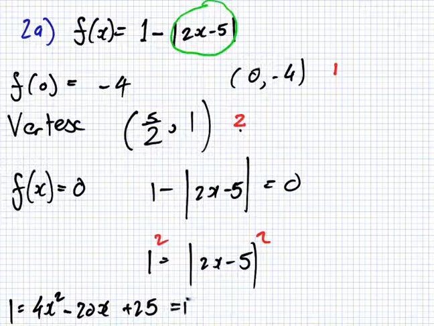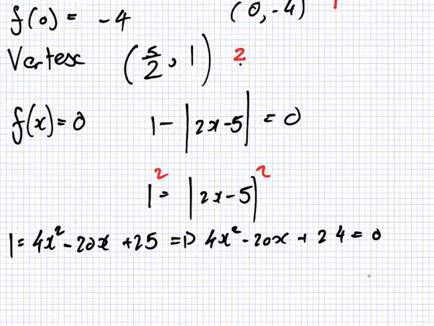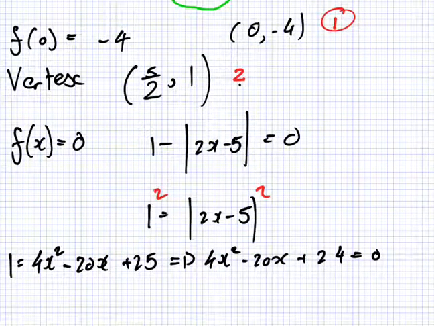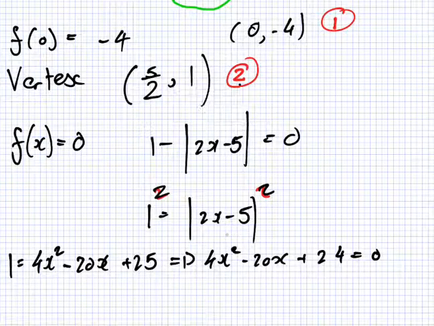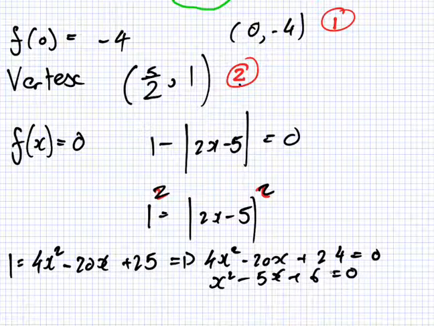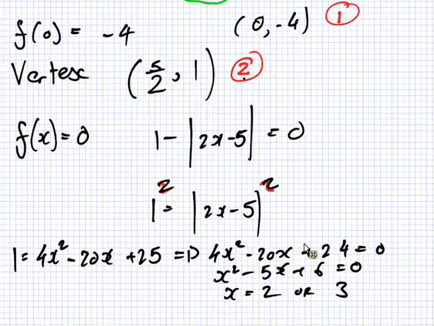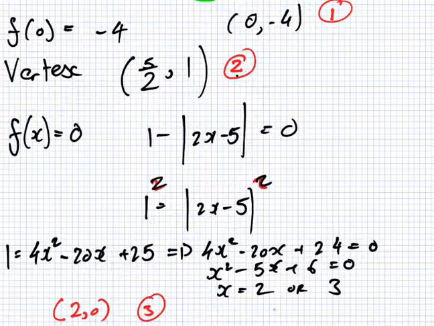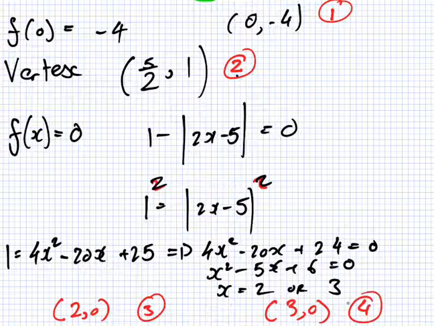So that means I will have 4x squared minus 20x plus 24 equals 0. Okay, so I can divide by 4 and I get x squared minus 5x plus 6 equals 0. So this means x is 2 or 3. So this gives me my next points. (2, 0) is my third point, and (3, 0) is my fourth point. So now I have my 4 points I can draw.